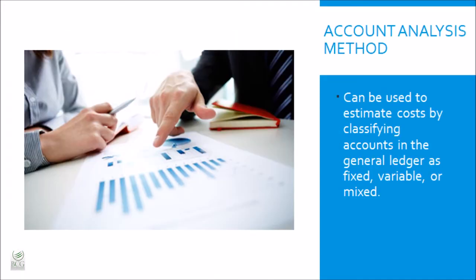Second is the account analysis method. It can be used to estimate costs by classifying the accounts in the general ledger as fixed, variable, or mixed. To use this method, the accountant uses judgment and experience to separate the accounts into categories, fixed and variable. It also estimates cost functions by classifying various cost accounts as variable, fixed, or mixed with respect to the identified level of activity.